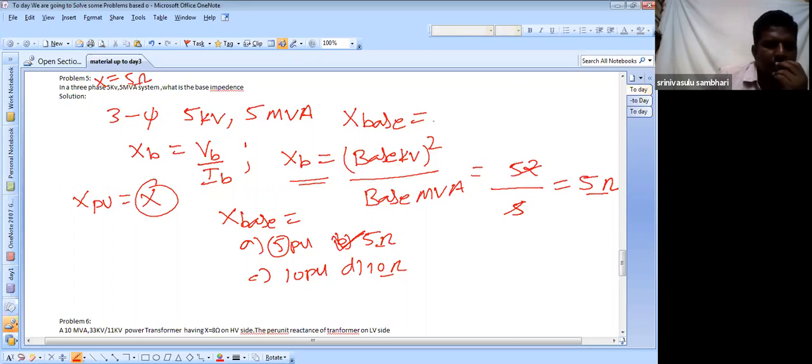This is also one important problem. This question came in the IES examination. Is it clear? See, the examiner is asking what the X base is. Already we derived the formula for the base reactance in terms of base kV and base MVA. Now it is only a single system. What base values will I choose? The rated value is taken as the base value. That is, base MVA is 5 MVA and base kV equal to 5 kV. Now substitute the values: base kV 5 square by 5, we get 5 ohms. Is it clear?